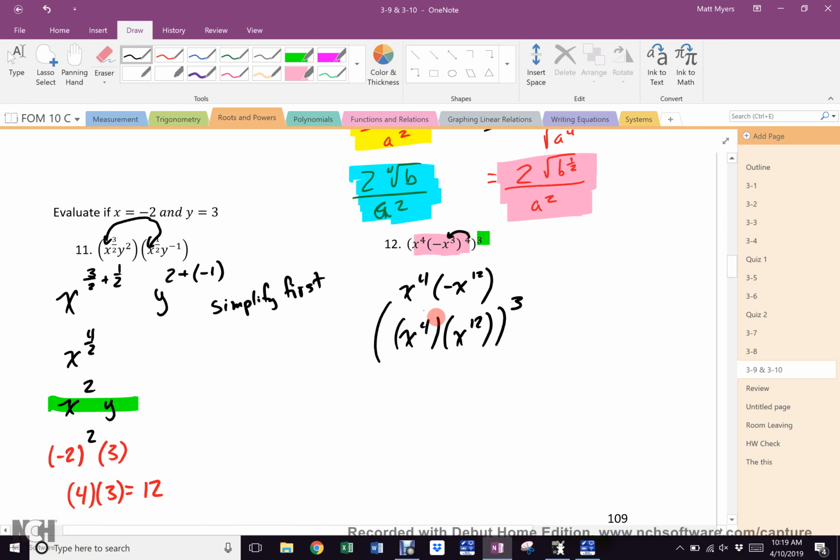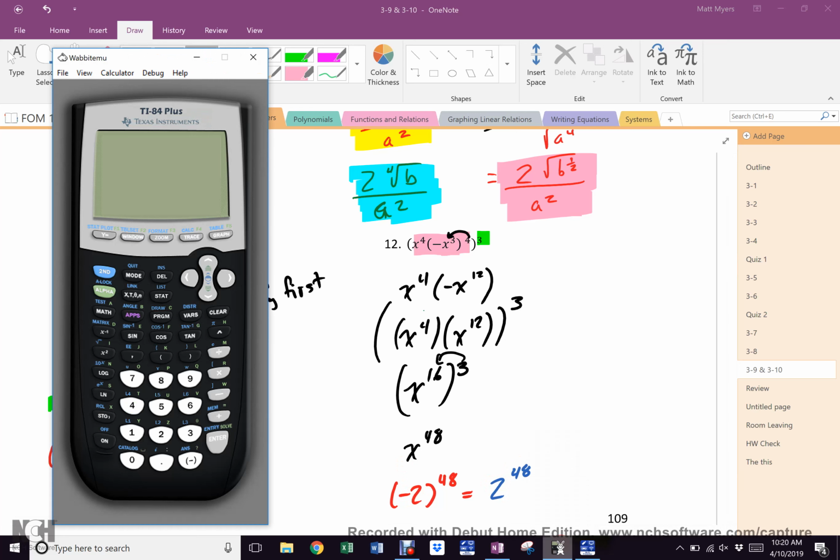So I have x to the 4th, x to the 12th, all cubed. What do I do with those? X to the 16th, all cubed. What do I do with that? X to the 48th. Now what goes in for x? Negative 2 to the 48th. In the actual answer, it's going to end up being positive, but we still have to sub in what it says. So what Satjot is saying is, isn't that the same as 2 to the 48th? Is it? Yeah. Now, the problem with 2 to the 48th, is it going to fit on your calculator? Nope. It's giant.